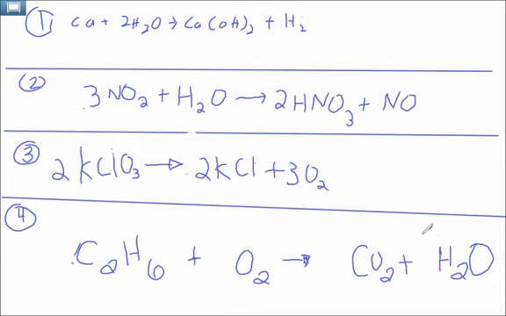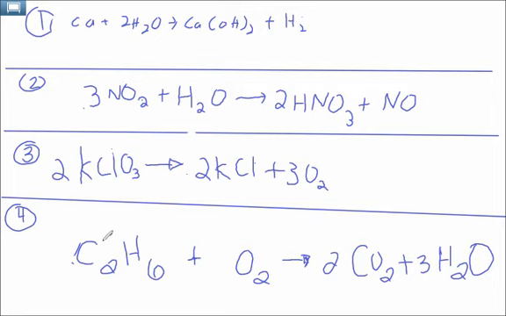If you balance the carbons first, that means you have 2 carbons here. And then when we balance the hydrogens, we have 6, so that means we need a 3 here. But that makes our oxygens odd. So we have 4 oxygens here plus 3, so that's 7. And you can't do anything with 7 divisible by 2.